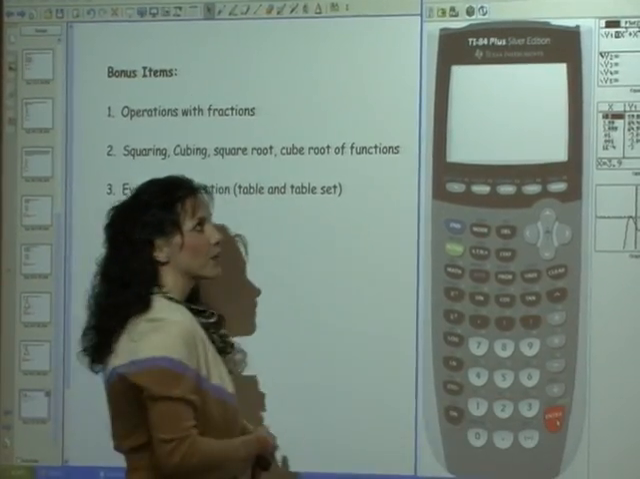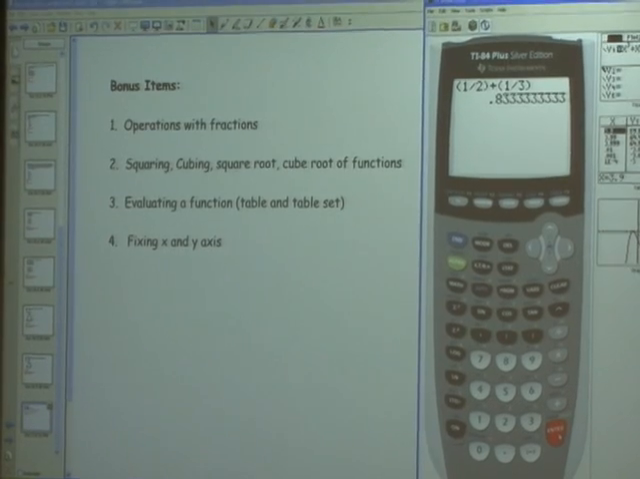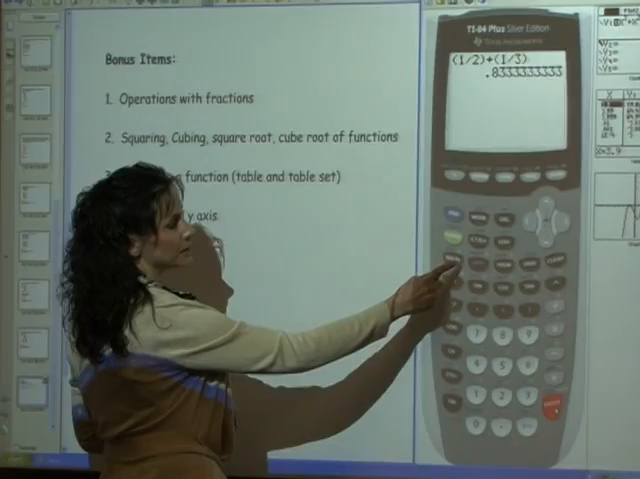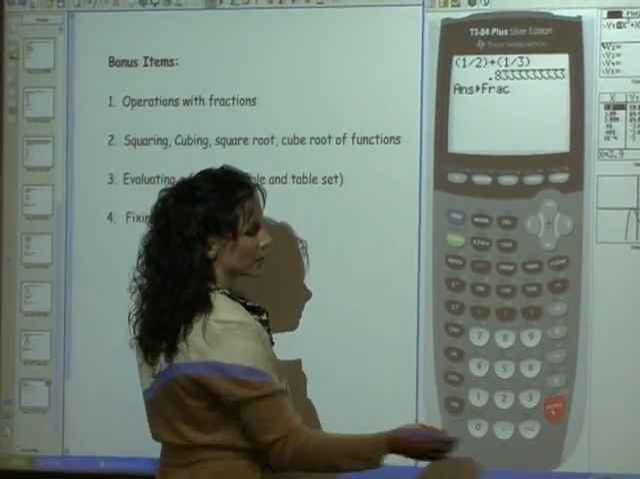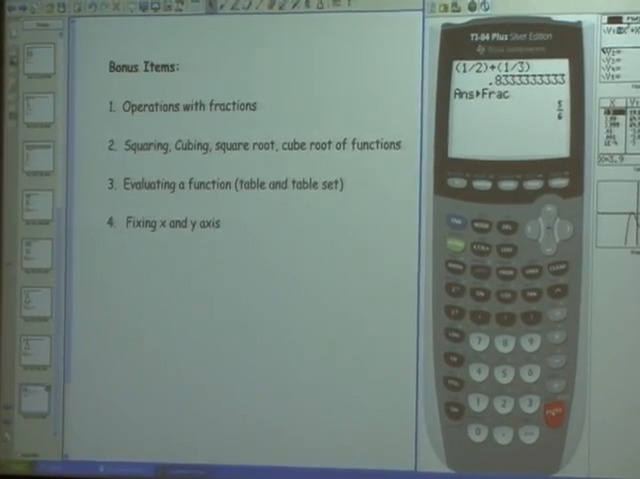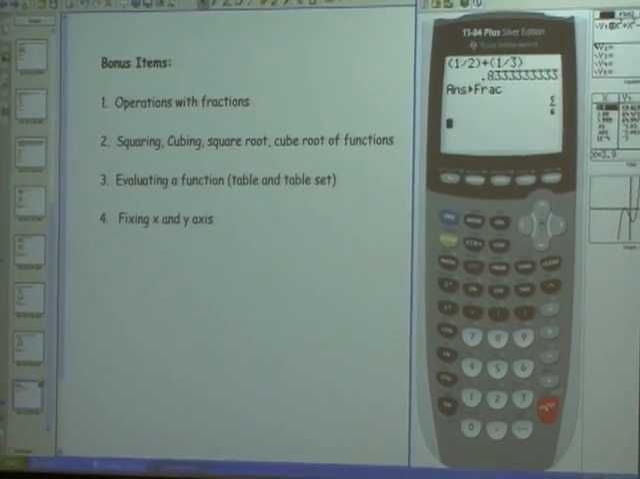Now, when I press enter, it's always going to give me a decimal, okay? But then I'm going to tell it to change it back to a fraction for me. I'm going to hit my math button. My very first one is fraction. Hit enter, and then enter again. It'll change it back, okay? So basic stuff, but sometimes people don't know.